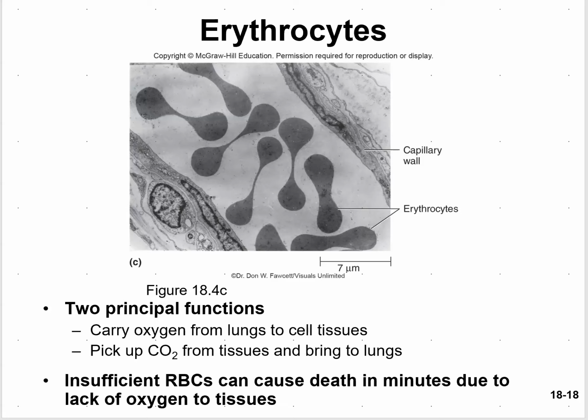If you look at the structure of red blood cells, they have a biconcave disc shape with a very shallow center, and they have no nucleus. As they mature, they lose their nucleus to accommodate hemoglobin. Insufficient RBCs can cause death in minutes due to a lack of oxygen to the tissues. So oxygen deprivation, or ischemia, can cause death.